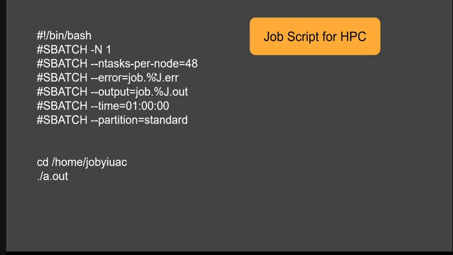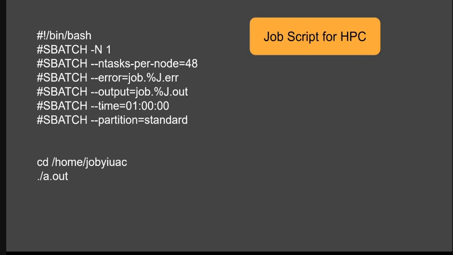And we have job dot percentage j. This percentage j will be replaced by whatever job ID the HPC assigned to our job, and dot err. So that will be the name for the error file. Similarly for the output file.